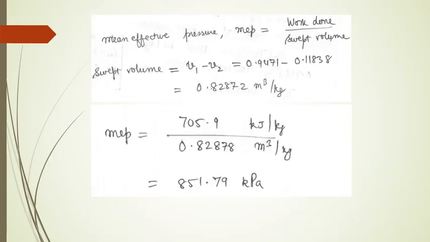Mean effective pressure is nothing but work done upon swept volume, and swept volume is V1 minus V2, and that comes out to be 0.82872 meter cube per kg. So MEP comes out to be 851.79 kilopascal.